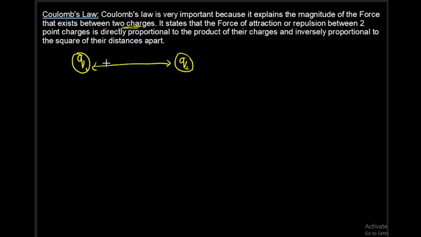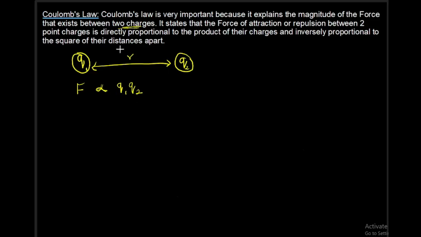According to Coulomb's law, if the two charges are separated by a distance r, the force of attraction or repulsion is directly proportional to the product of these two charges. Let's say we have the two charges to be Q1 and Q2. The force will be directly proportional to Q1 times Q2. So we have F directly proportional to Q1 Q2, and inversely proportional to the square of their distances apart.